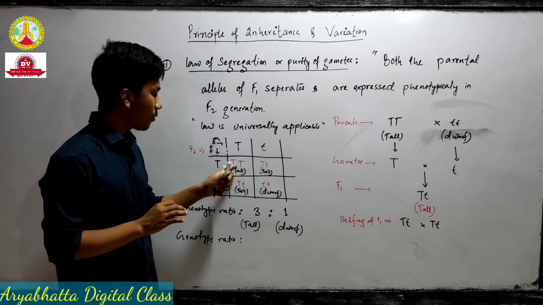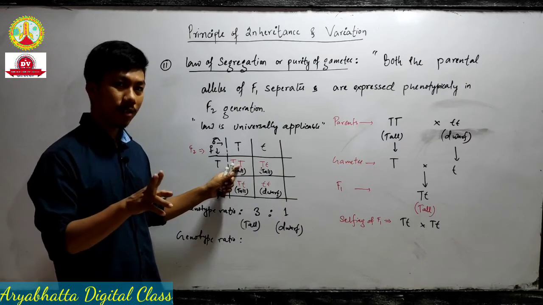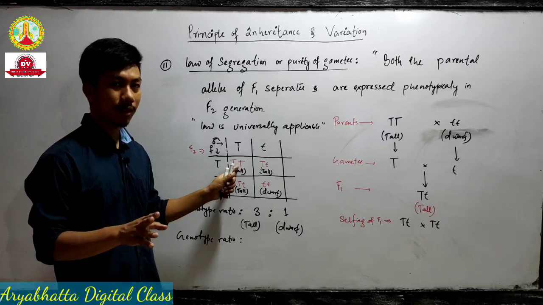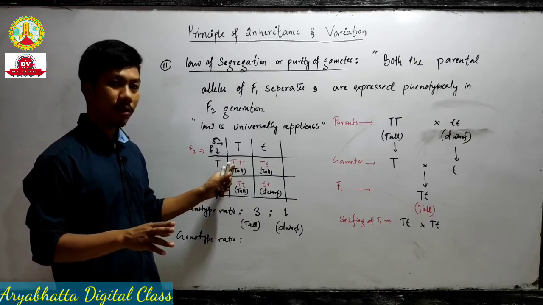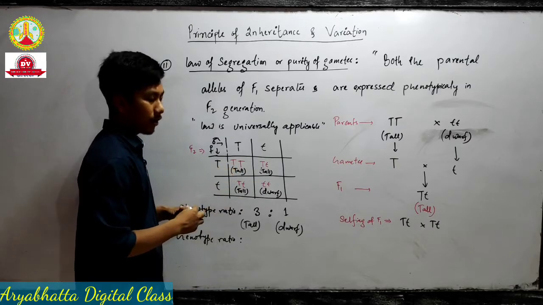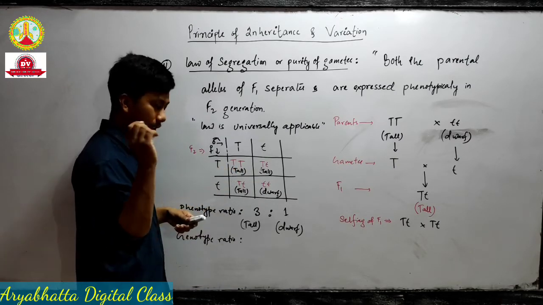That means these two are alleles. Together they make a gene. These two are alleles, don't get confused. Alleles are part of the gene only. To find out the genotypic ratio, just find the same letter.